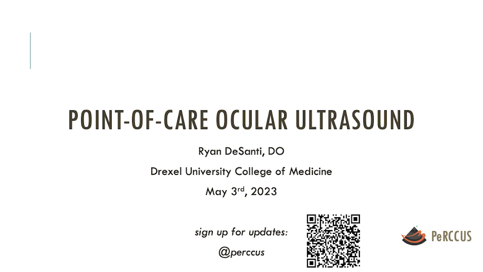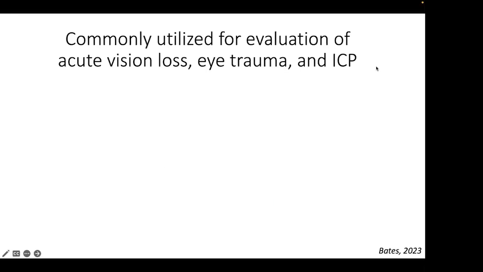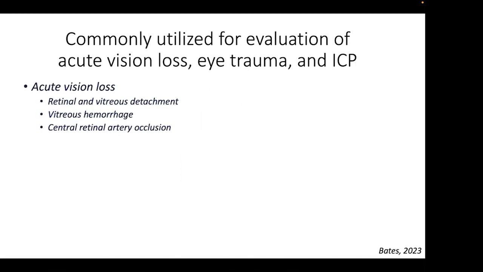Thank you, Eric, for letting me talk about ocular ultrasound today. Ocular ultrasound is commonly utilized for the evaluation of things such as acute vision loss, eye trauma, and for suspected intracranial hypertension and estimation of intracranial pressures. For processes associated with acute vision loss, ultrasound can be helpful for evaluating for retinal detachment and vitreous detachment, vitreal hemorrhage, and central retinal artery occlusions.